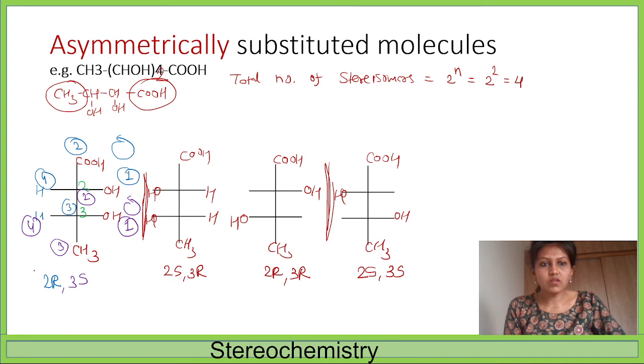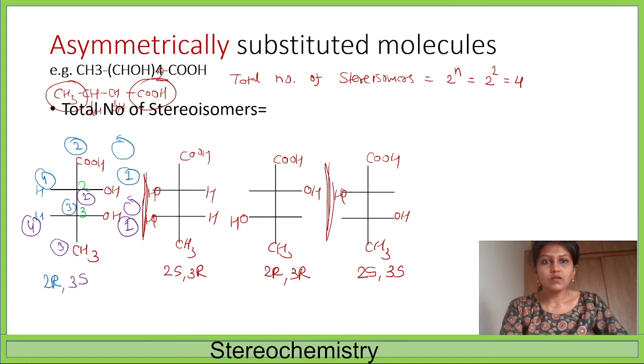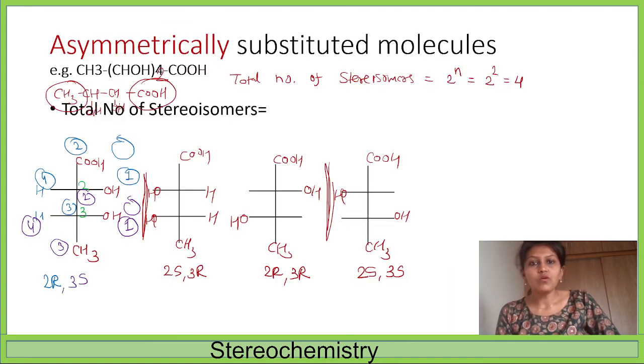So here we can say there are a total of 4 stereoisomers present in a molecule which is asymmetrically substituted. So thank you very much. In the next video I will explain pseudochirality. So note that pseudochirality is observed in a symmetrically substituted molecule with an odd number of chiral centers. Thank you very much.